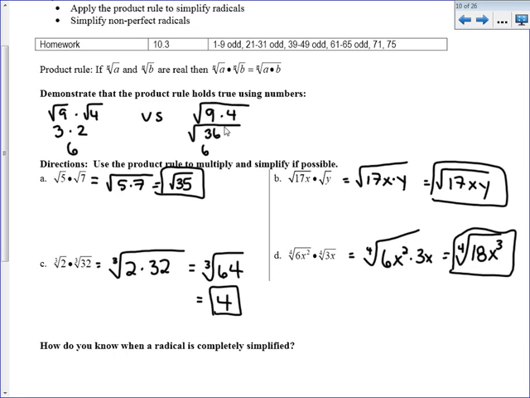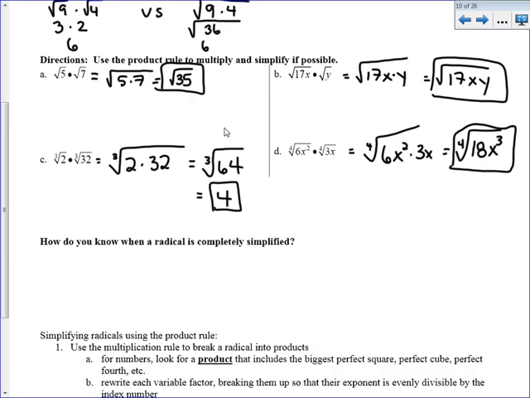So the question is, how do you know when it's completely simplified? How do you know when it's done? These are some of those problems where people wonder, do I want to keep going? Do I not want to keep going? Christy: The exponent inside the radicand is smaller than the index. Index. We talked about that one before for our variables, and that's perfect.